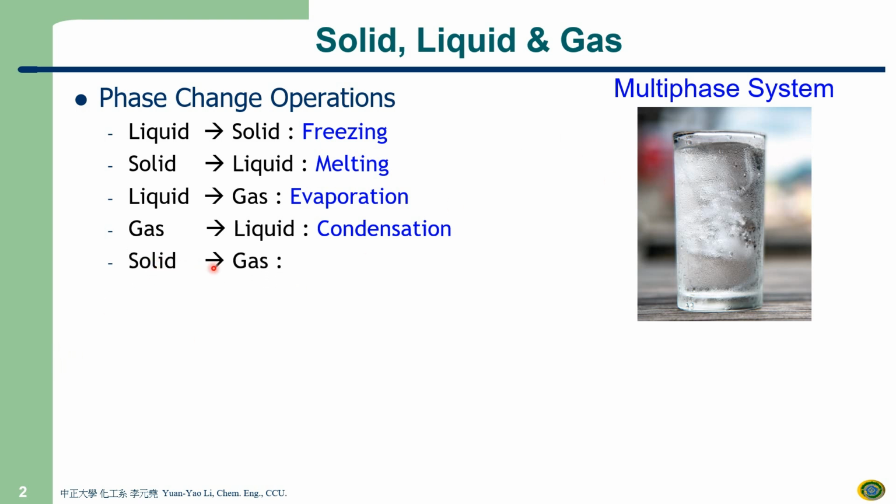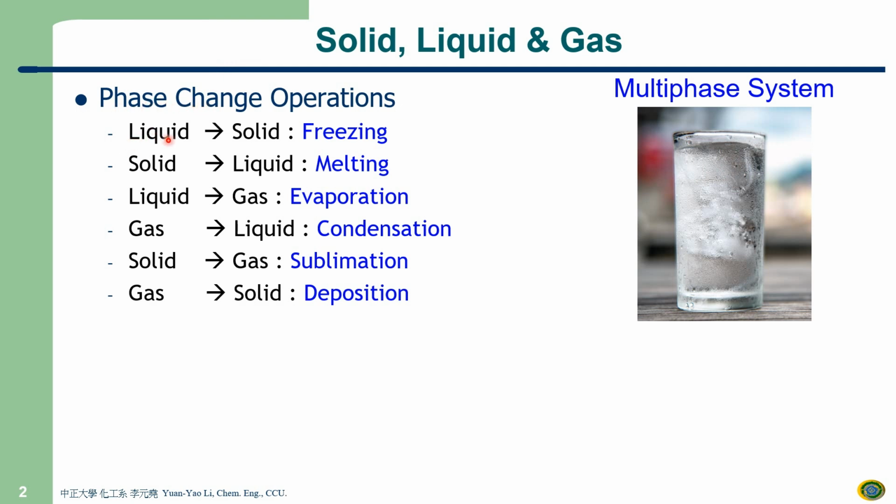How about solid to gas? Solid to gas. Sublimation. Sublimation, 升华, right? How about gas to solid? Gas to solid, what does that mean? How do you use English to describe this? Deposition. Deposition. So these are the phase change operations.